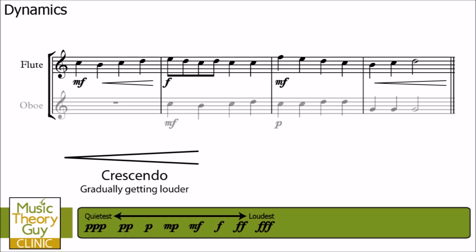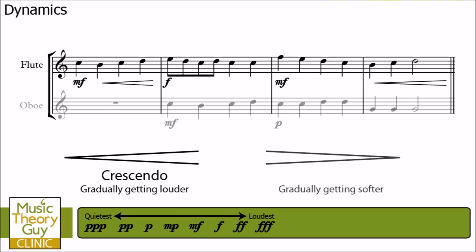So as the flautist plays B, C, and then D, he or she is going to get slightly louder, gradually get louder as they play those 3 notes until they get to the next note, which is the E, which is marked as forte, at which point they stay playing forte for that entire measure or bar.